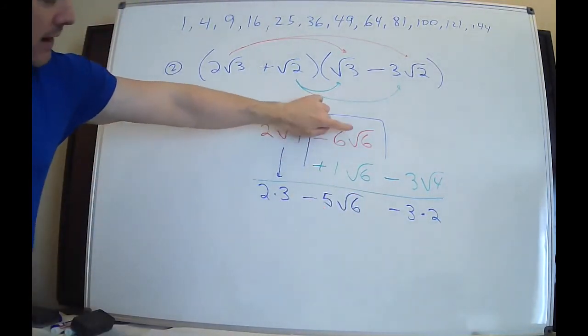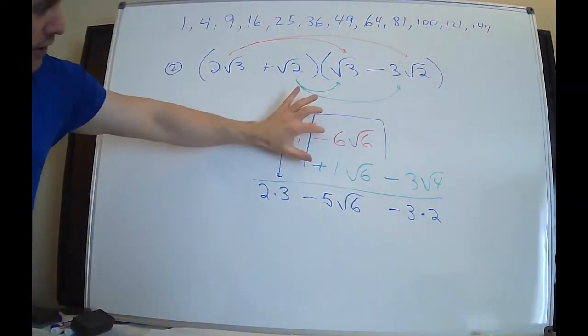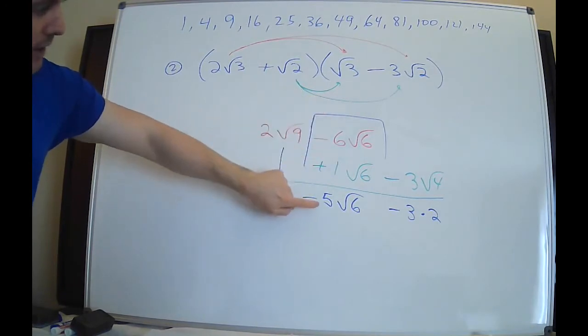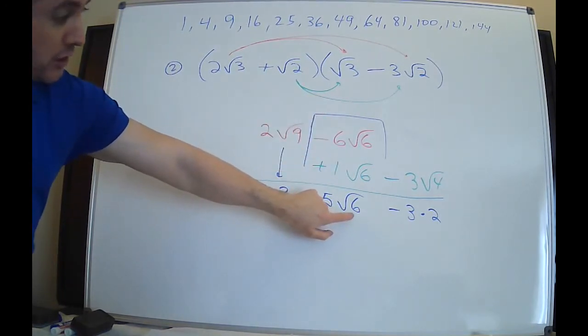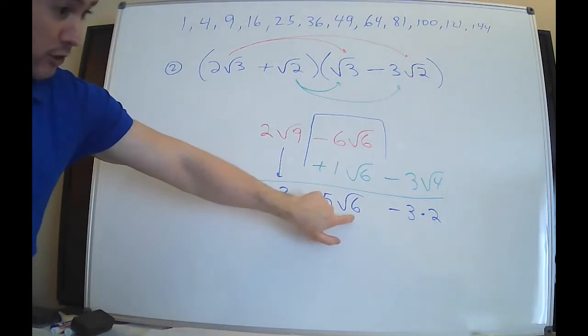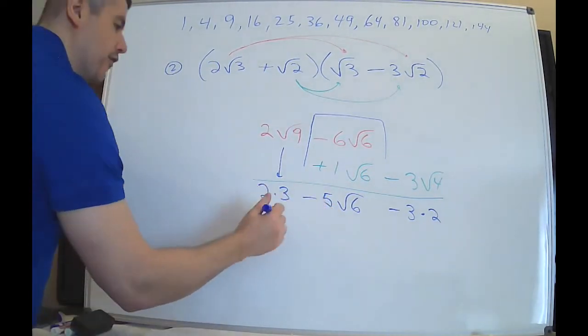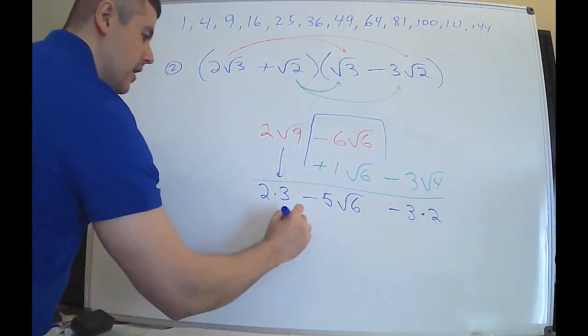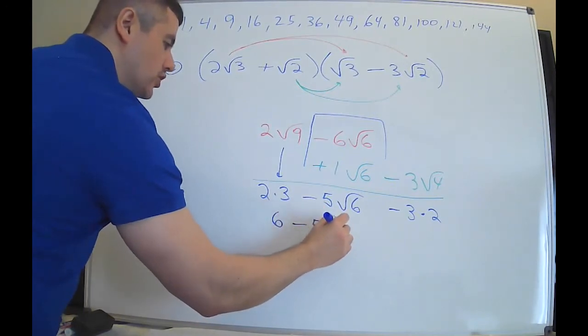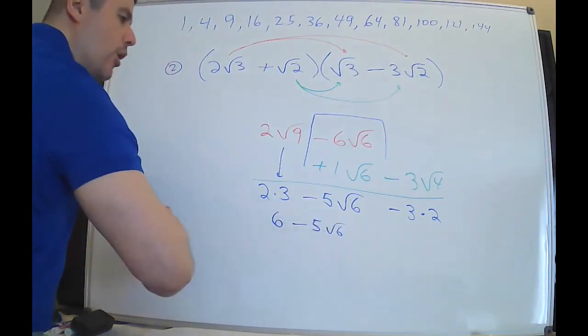When you add and subtract the creature, you add and subtract the numbers in front. That tells you how many of the creature you have. This tells you the creature you have. This is what the creature was. So in the front, I do 2 times 3. The minus 5 radical 6, you are stuck with this forever. It ain't going anywhere.